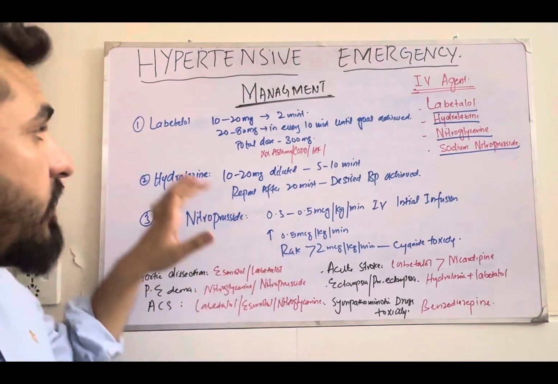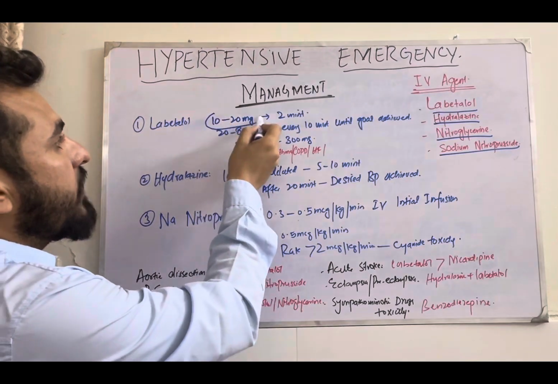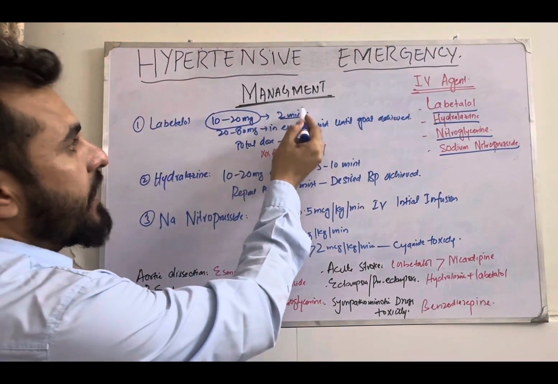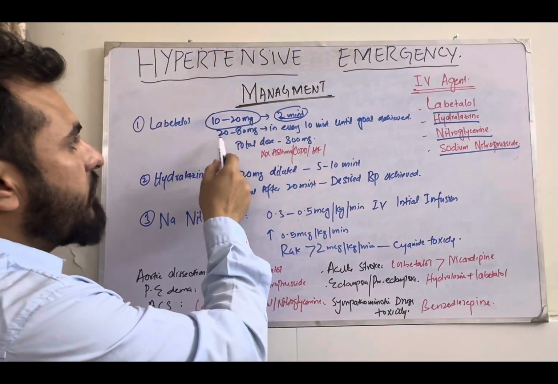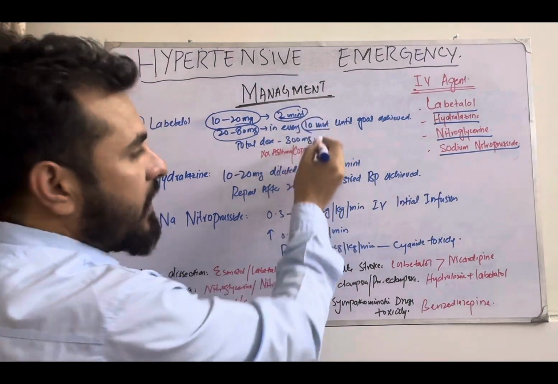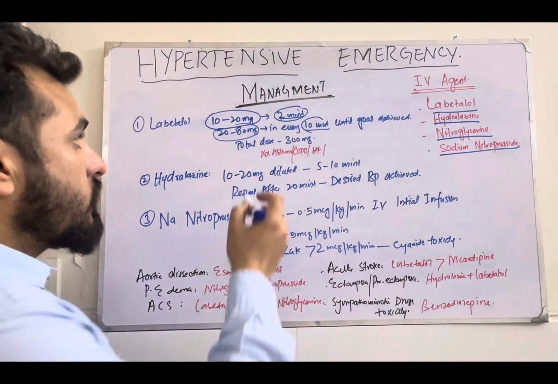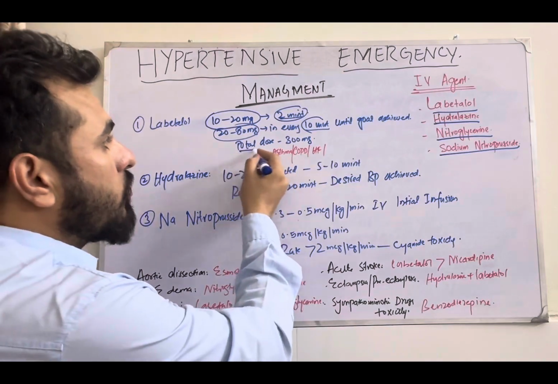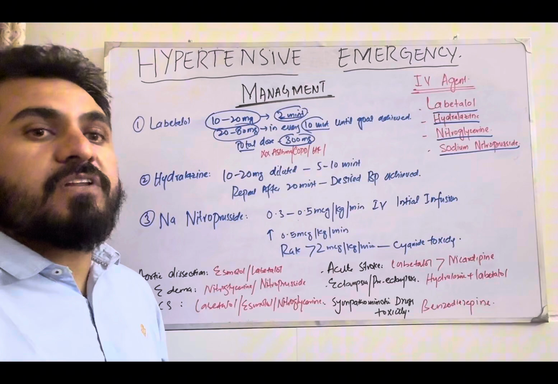So what is the dose of labetalol? You can give 10 to 20 milligrams of labetalol within 2 minutes. After that, you can repeat the dose of 20 to 80 milligrams every 10 minutes until you achieve the desired blood pressure. Here the total dose you can give is 300 milligrams. You cannot go more than 300 because it will create a problem.